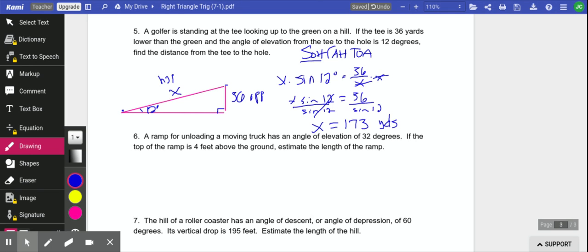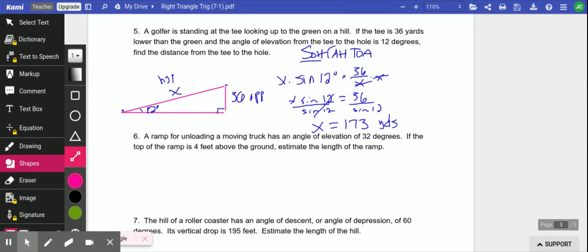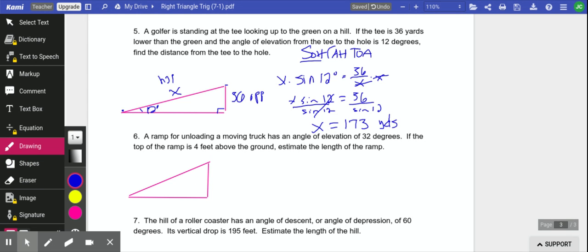Okay, a ramp for unloading a moving truck has an angle of elevation of 32 degrees. If the top of the ramp is 4 feet above the ground, estimate the length of the ramp. All right, let's try that one. So we have a ramp. Apparently it's going from the ground. So it looks like this. Angle of elevation, so that's the angle from the ground. That's 32 degrees. The top of the ramp is 4 feet above the ground. Estimate the length of the ramp. So it looks like that.